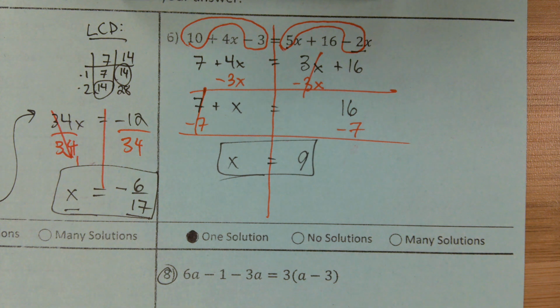What if I were to get something like x equals 0? How many solutions would I have there? Would it be one, many, or none? What do you guys think? If I had x equals 0. 1. That's right. That's going to be one solution. Even though 0 is a special number, it's still a number, right?